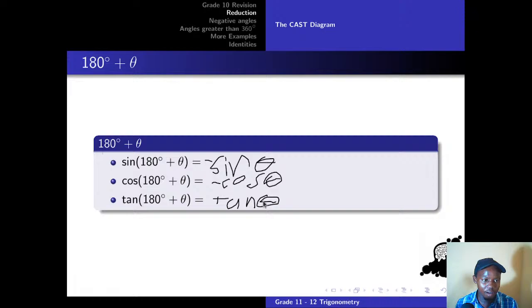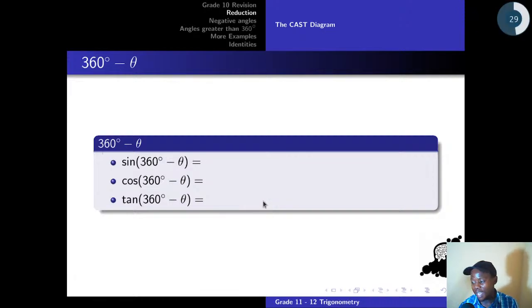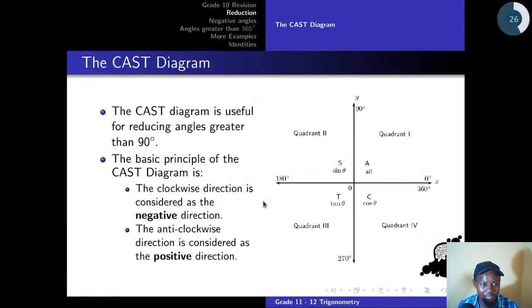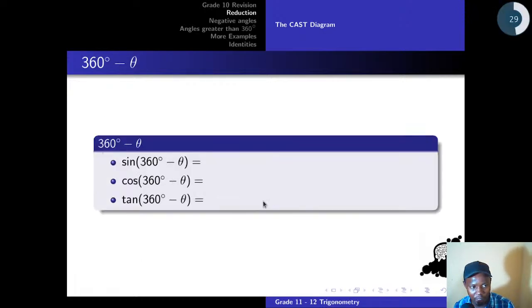Moving right along. When we get to 360 degrees minus theta, according to our CAST diagram, that would be in the fourth quadrant. Please pay attention, only cos is positive in the fourth quadrant.